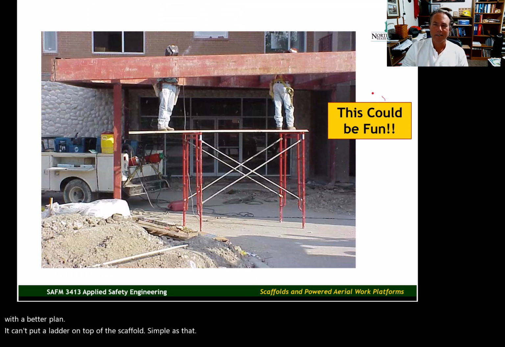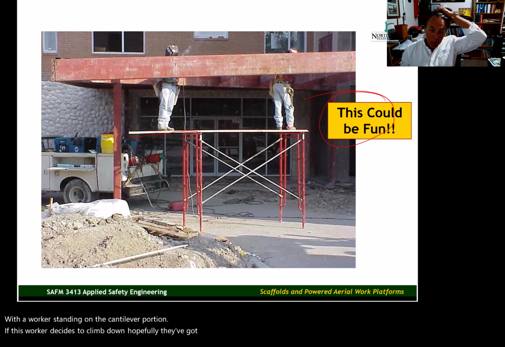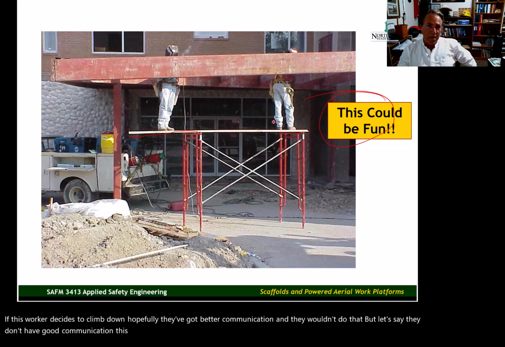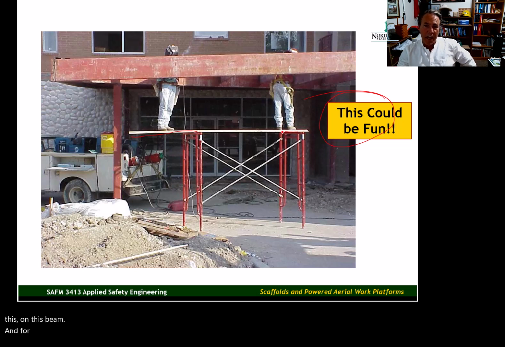This could be fun, as I indicate here. We have excessive cantilever with a worker standing on the cantilever portion. If this worker decides to climb down, hopefully they've got better communication and they wouldn't do that. But let's say they don't have good communication. This worker moves. He climbs down, or maybe he needs to climb up here on this beam. And for whatever reason, he removes his counterweight from this end of the platform. This guy's going to the ground because of that excessive cantilever.